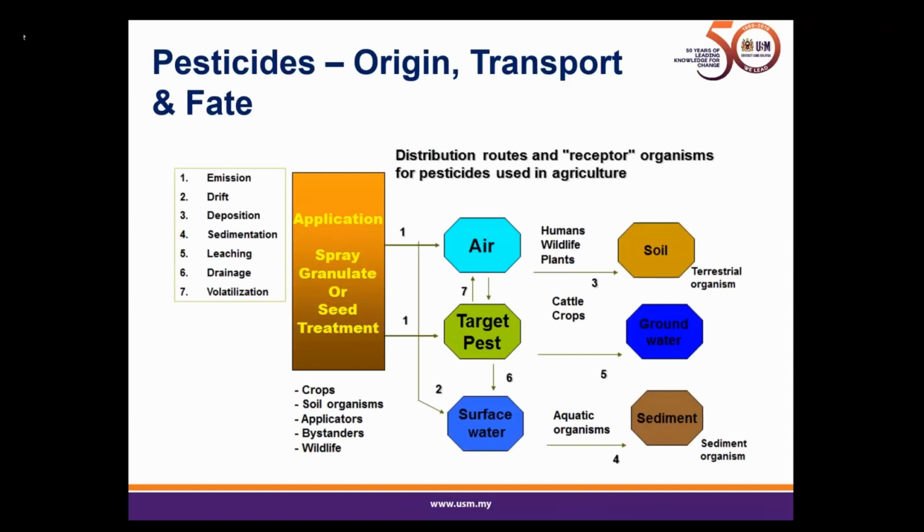So basically, this diagram shows you how this chemical behaves, for example, how the application of the agricultural chemical, when you spray, what happens to the chemical.